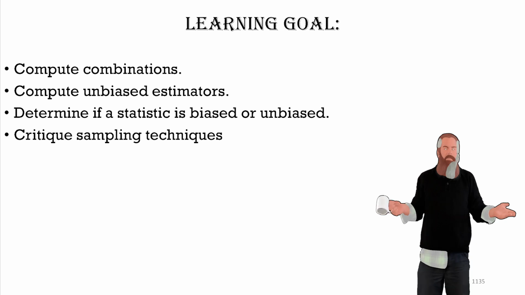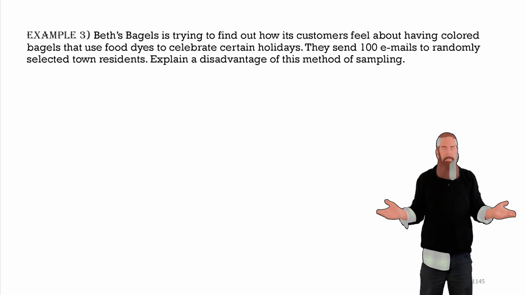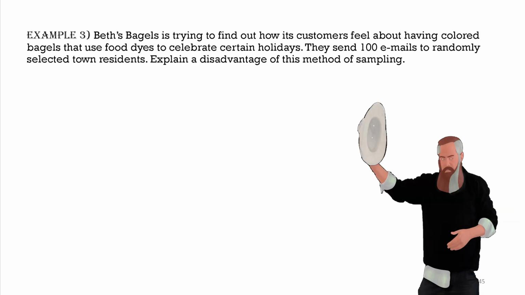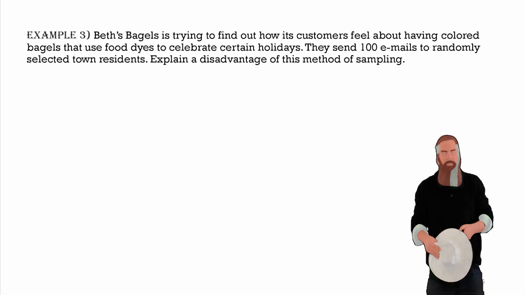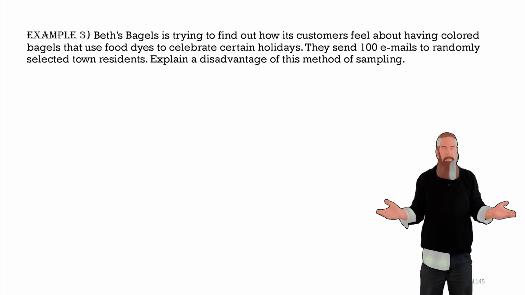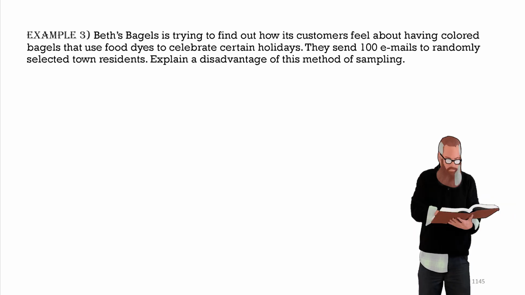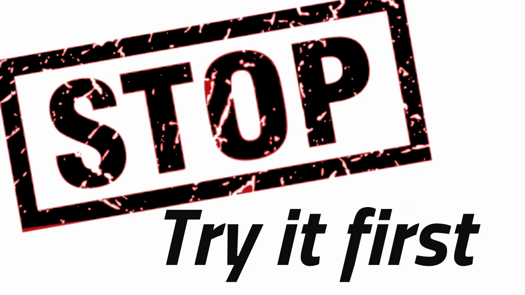Now let's determine if a statistic is biased or unbiased. Beth's Bagels is trying to find out how its customers feel about having colored bagels that use food dyes to celebrate certain holidays. They send 100 emails to randomly selected town residents. Explain the disadvantages of this method of sampling.